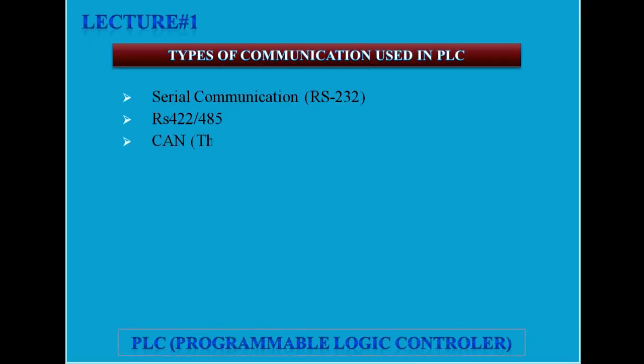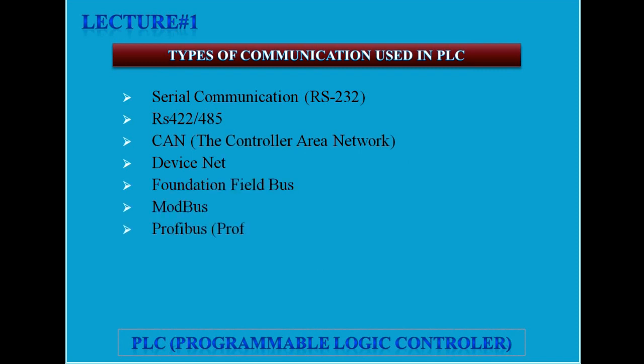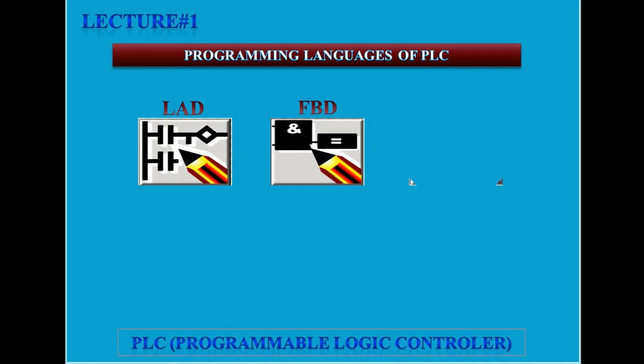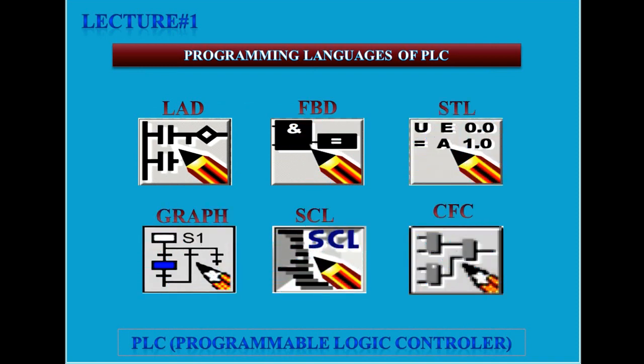Types of communication in different PLCs are serial communication RS-232, RS-422, RS-485, CAN bus, DeviceNet, Foundation Fieldbus, Modbus, Profibus, industrial Ethernet, and Profinet. PLC programming languages: ladder logic, function block diagram, statement list, graphical representation of ladder or FBD, structured control language, continuous function chart.